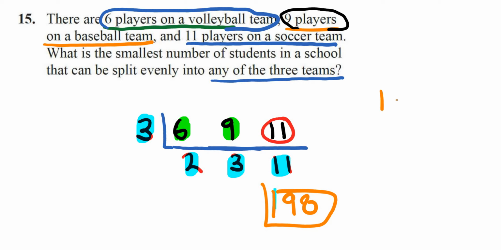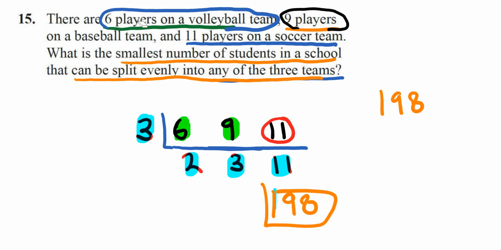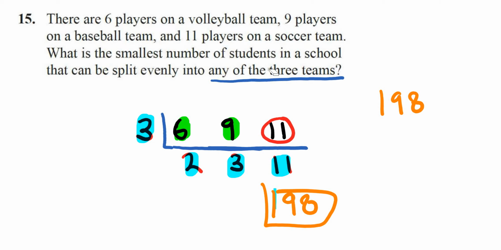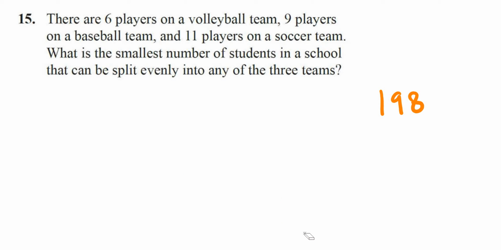Now, what does 198 really mean in this problem? Well, it's the smallest number of students that the school can have so that the kids can be split evenly into any of the 3 teams. Once again, it's the smallest number of students in a school so that the kids can be split evenly into any of the 3 teams.